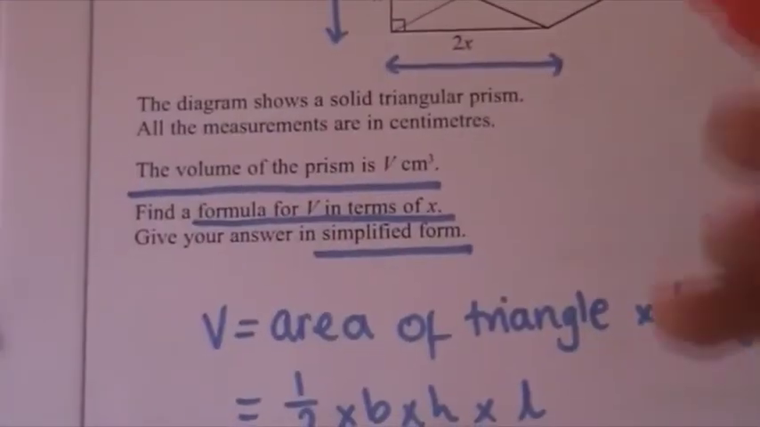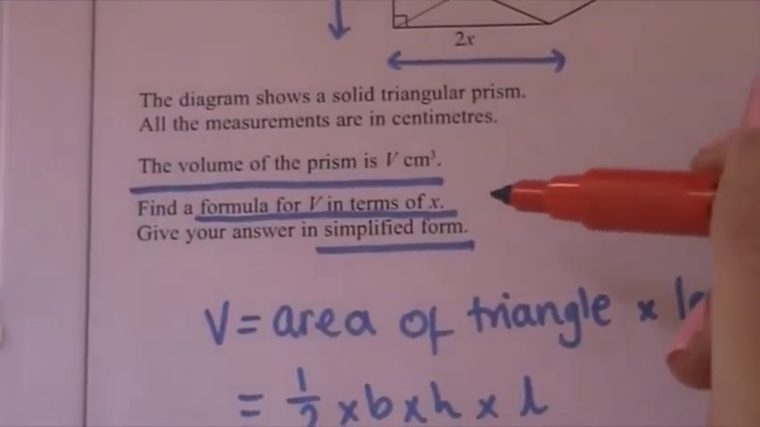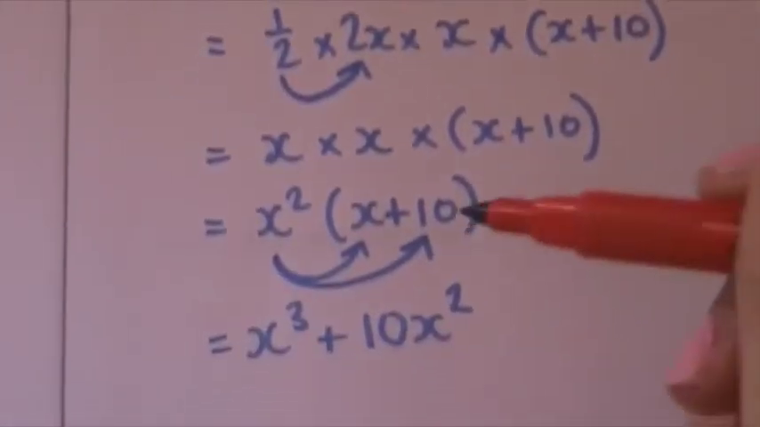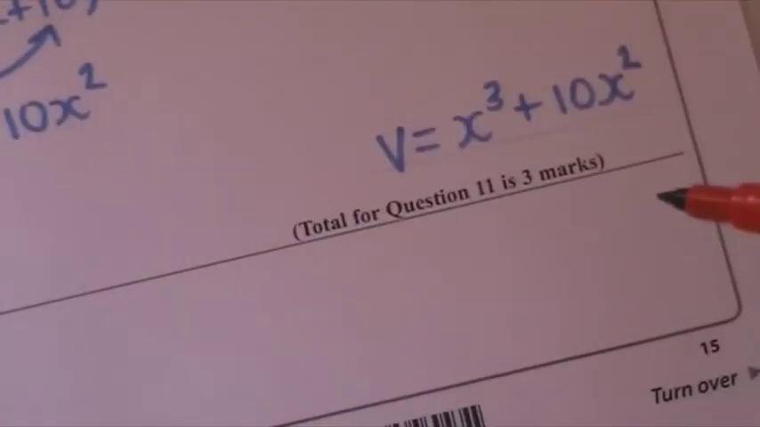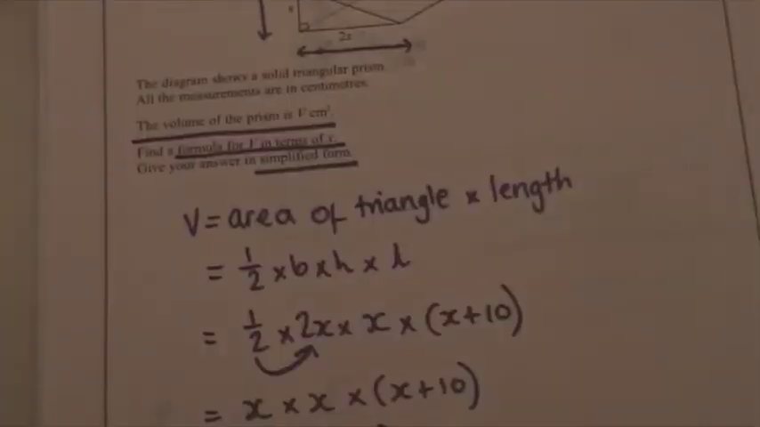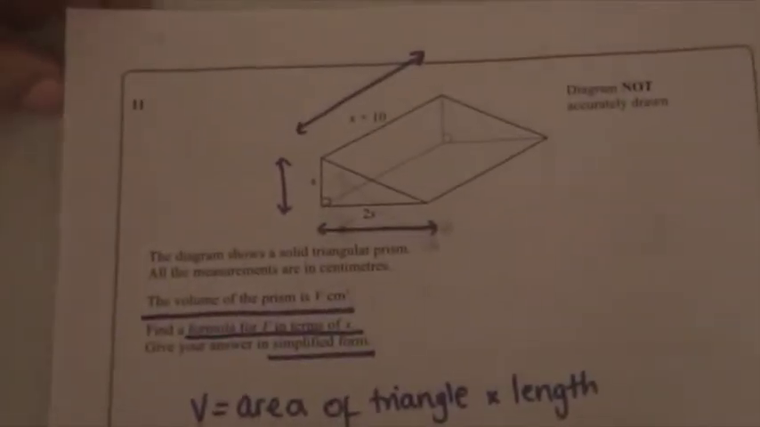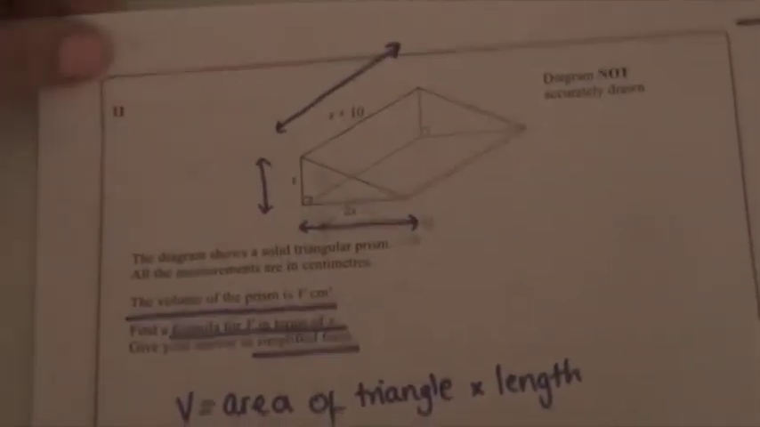If we check the question, find a formula for V in terms of x, give your answer in its simplest form. We've worked out our simplest form, we've given it as a formula. So question 11, total of 3 marks awarded for this question.